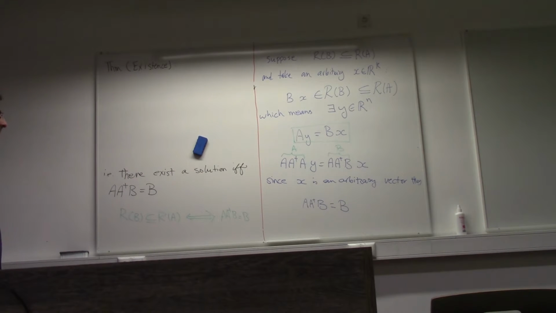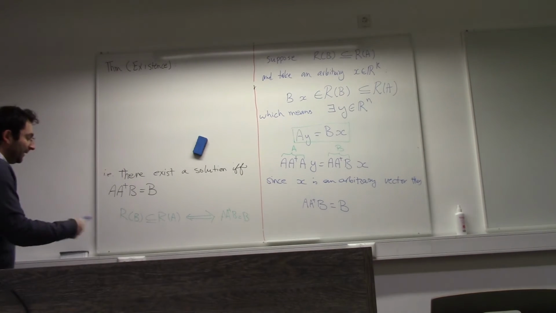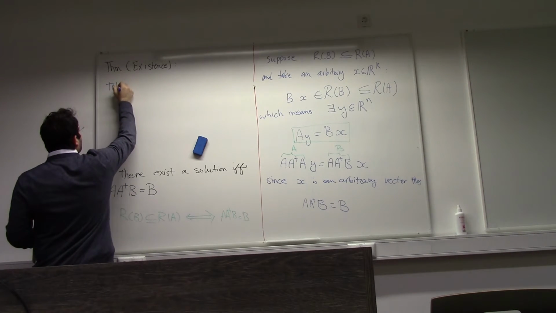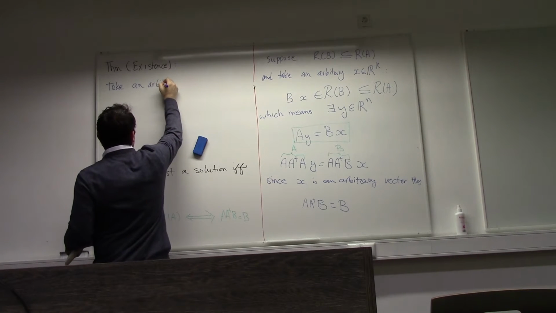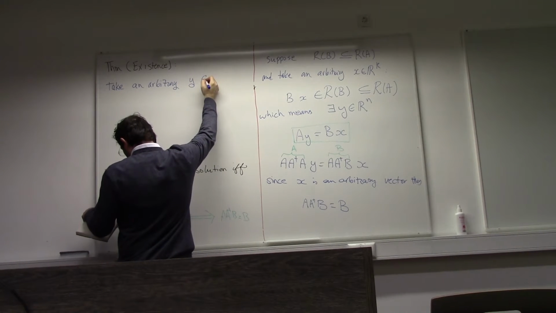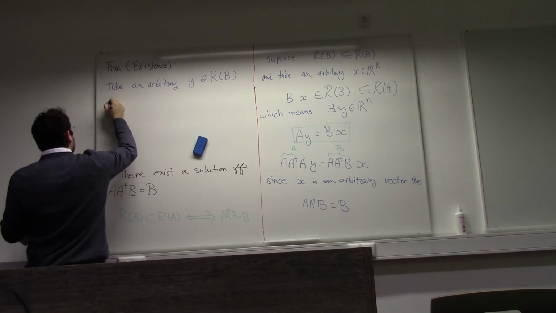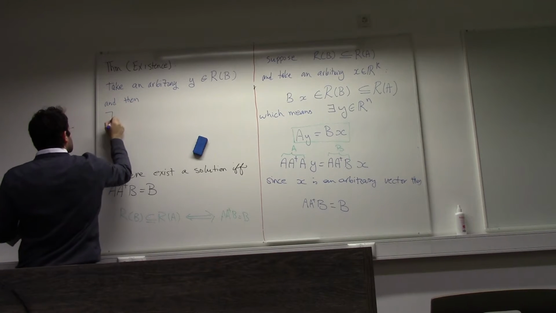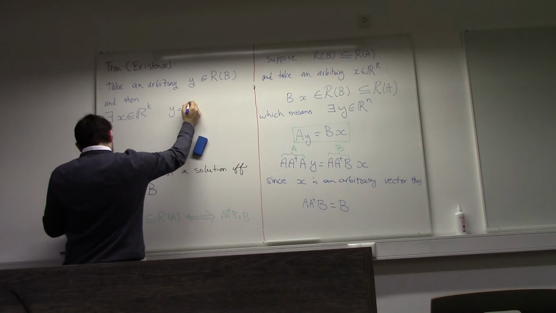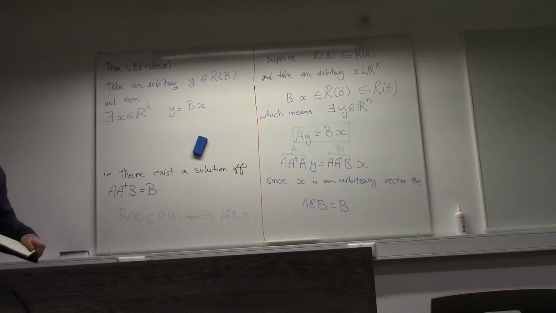For the opposite order, I say that yes, this part is true: A⁺B is equal to B. So I say, take an arbitrary y belonging to R(B), and then there exists x belonging to R^k such that y is equal to Bx. Y is equal to Bx, right?